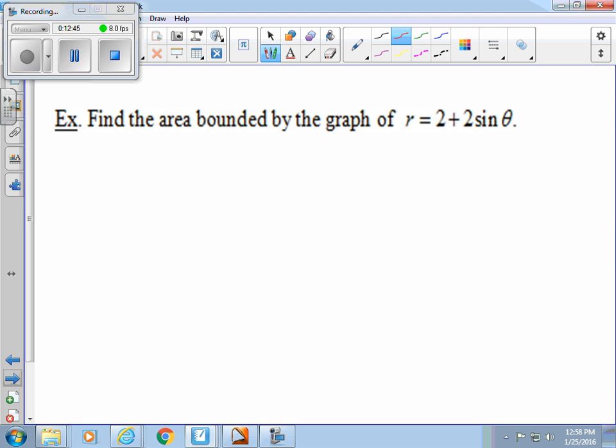Find the area bounded by the graph of this. It is nice to note what this graph looks like. I don't actually need to graph it, but it's nice to note what it looks like. It's one of the ones in that section where they had loops or no loops. You remember? This one has no loop. It does get a little more complicated if it has a loop. This one has no loop.